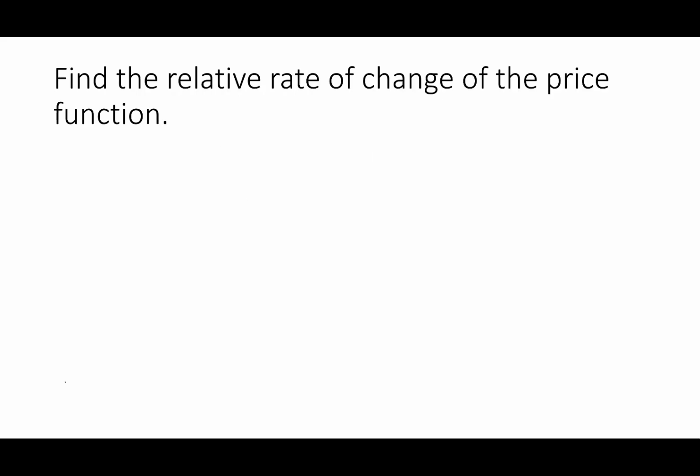Let's start with an example. We're going to find the relative rate of change of the price function. My price function is p equals 3 plus 0.25x. We're going to plug in x equals 10. So I'm going to need two things. I need p prime and I need p. I can see p already, so let's figure out p prime.